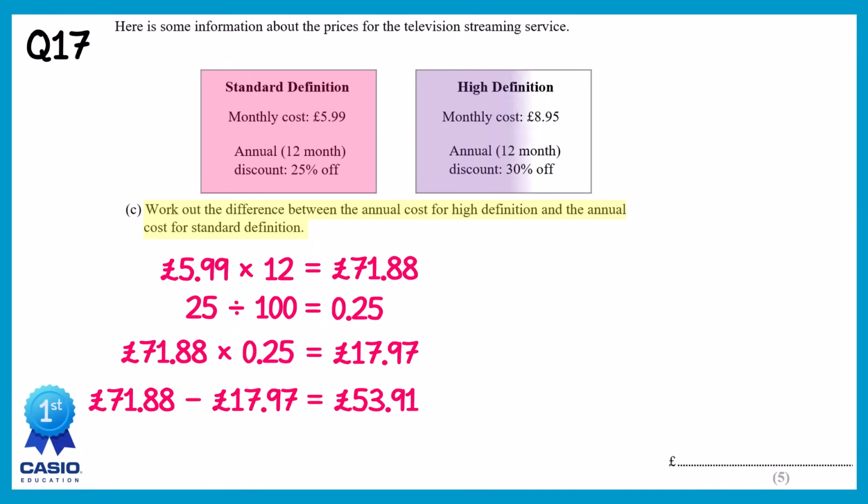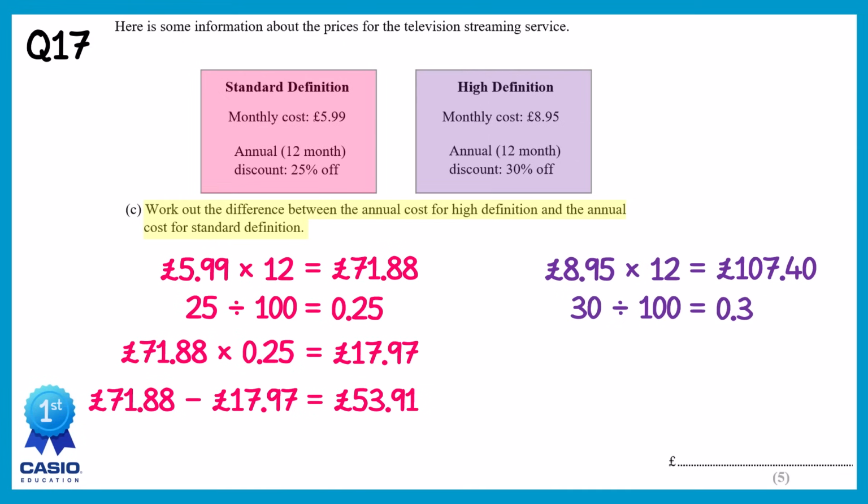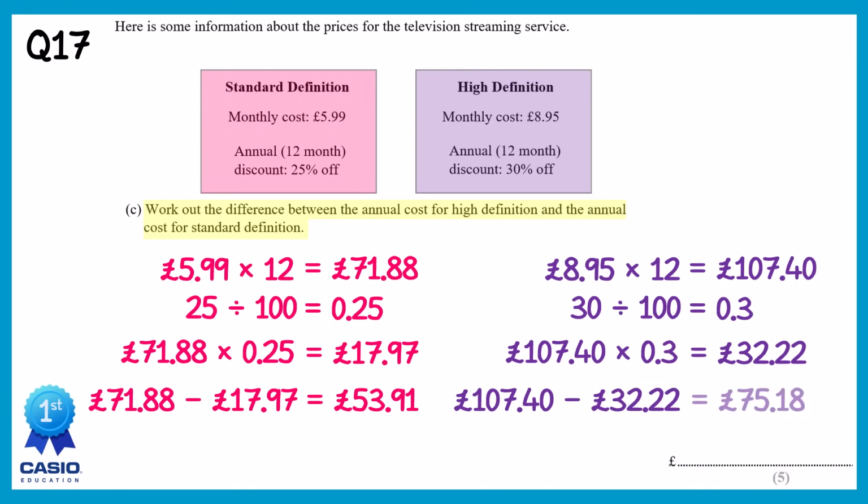Now we'll do the same process for high definition. So we'll take the monthly cost, £8.95, and multiply it by 12 for the 12 months. This gives you £107.40. This time the deal is slightly different, it's 30% off. So we do 30 divided by 100, which is 0.3, and multiply the price by this instead. That gives us £32.22. This means we're getting £32.22 off, so we can subtract that from the £107.40, which will give you a final price of £75.18.